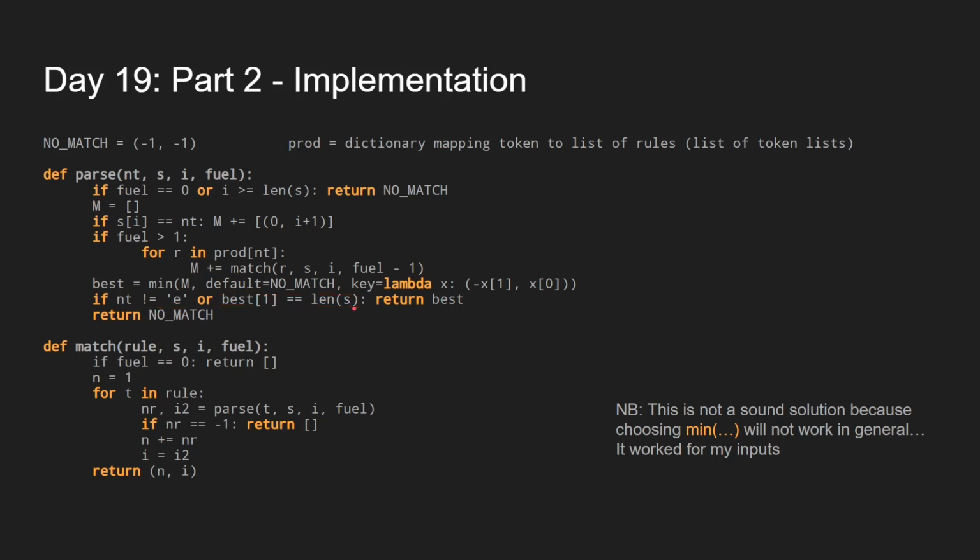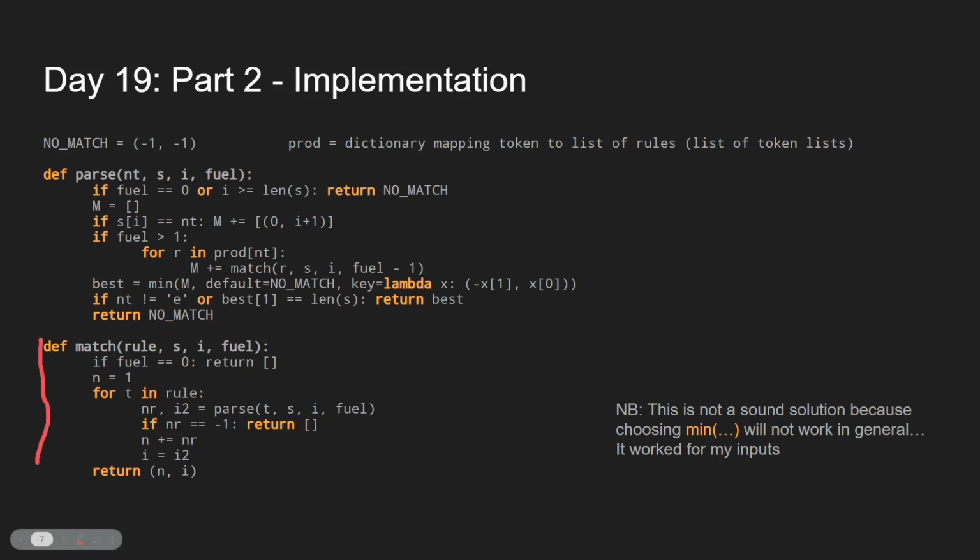So a partial match, there are many possible partial matches, but we want to match the whole input string using the fewest number of replacements. If the token we are currently matching is not the start token, then we don't care. We just return the best match. If this thing here doesn't hold true, then we just return no match.